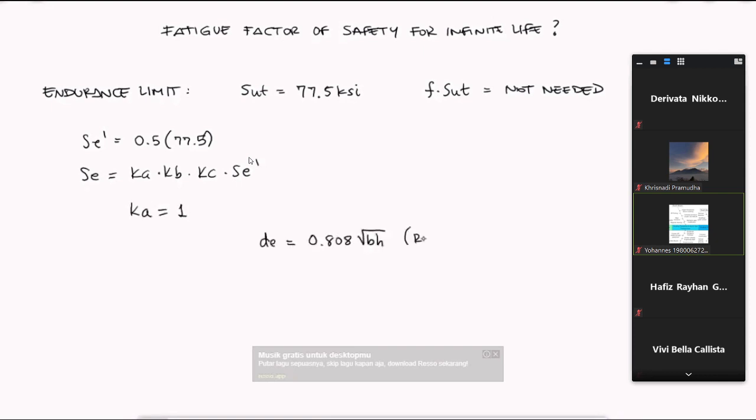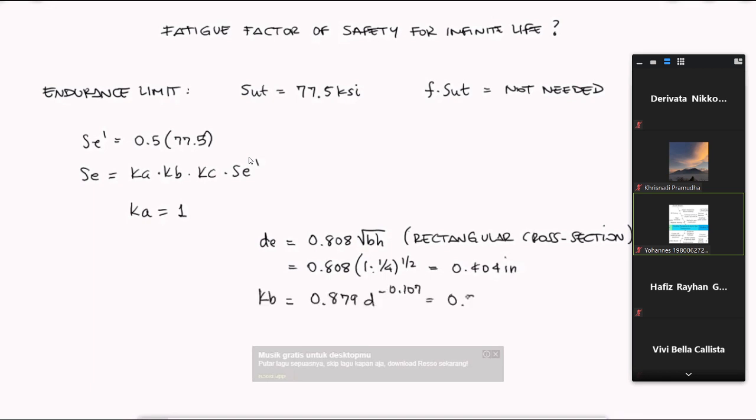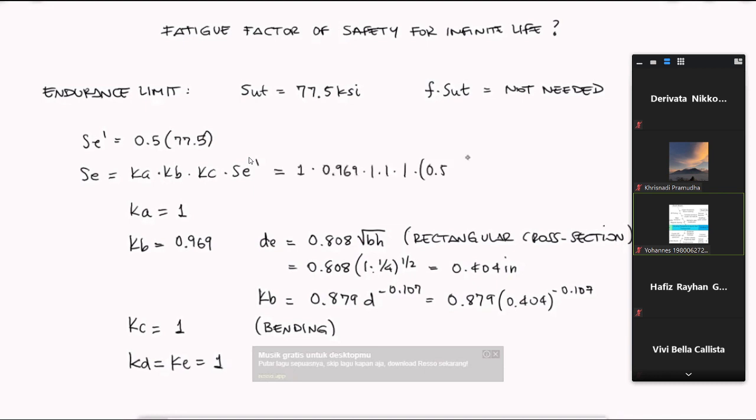Using the equivalent diameter equation for a rectangular cross-section, I would find that the equivalent diameter is 0.404 inches. If I use that value, which is between 0.3 and 2 inches, to calculate the size factor kb, I would find a value of 0.969 for it. Since the loading the pedal is subjected to is bending, kc would be equal to 1. And since the temperature will probably just be the room temperature, and my calculations are looking for a factor of safety, and therefore I don't need the reliability factor, both kd and ke will be equal to 1 as well. A better estimate for the endurance limit using the Marin factors yields a value of 37.5 ksi.